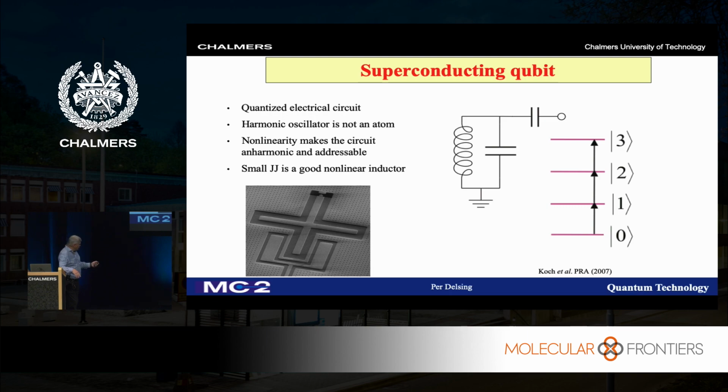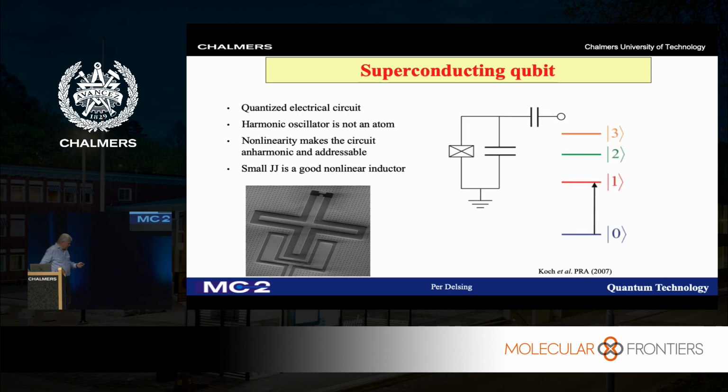But if you have a circuit like this, the energy spectrum is equidistant. It means that if you supply energy and excite from state 0 to 1, you can then continue with the same energy to go to 2 and to 3 and so on. This is what's called a harmonic oscillator. But if we want to make this like an atom, we need a nonlinearity, and this is where this component comes in.